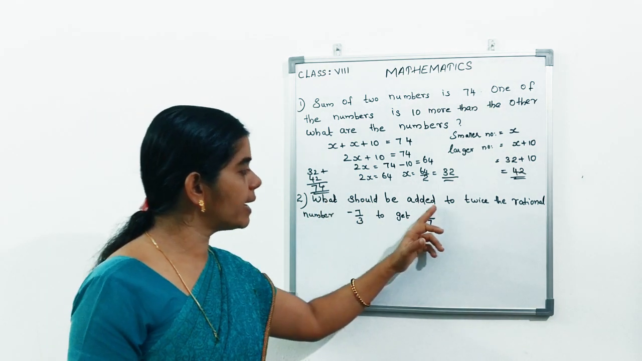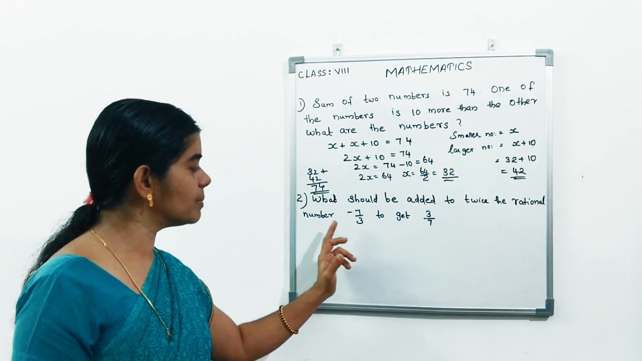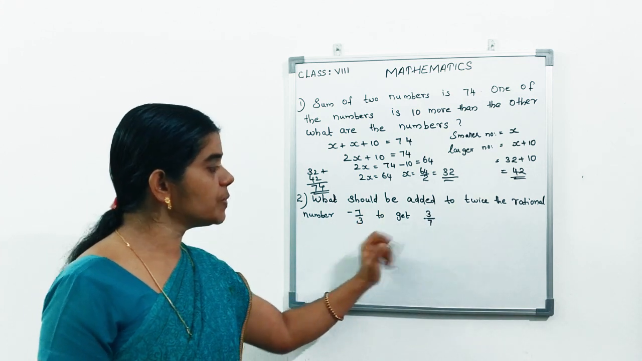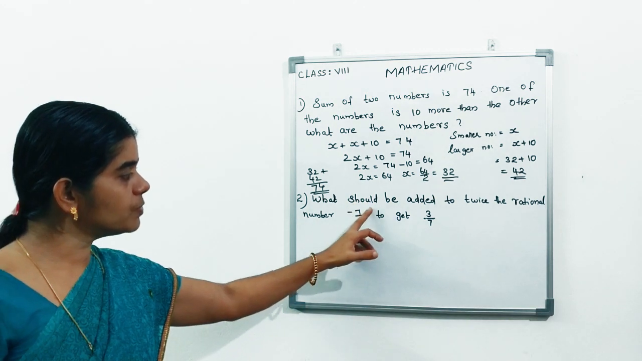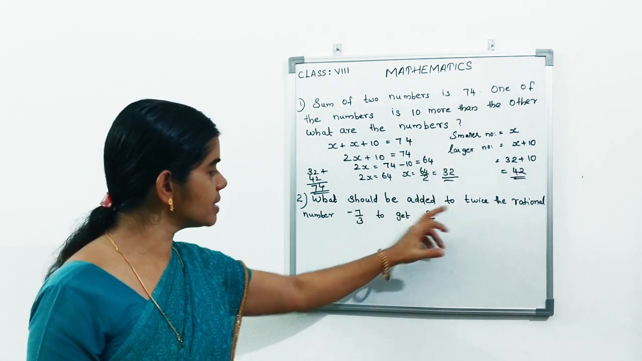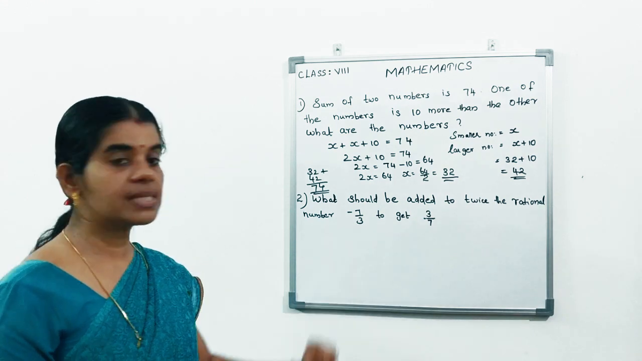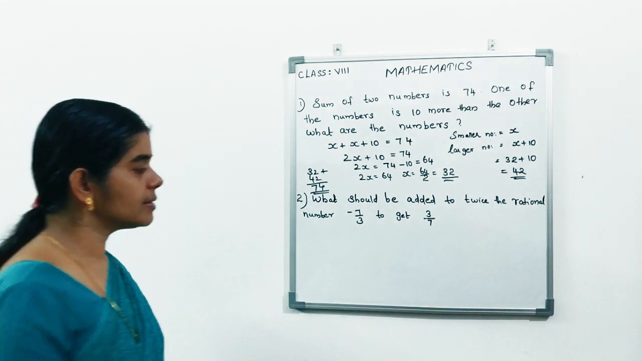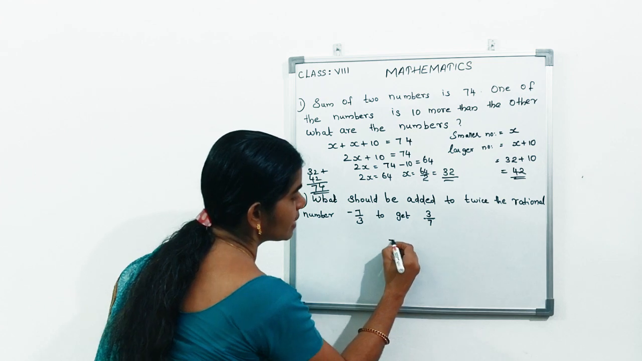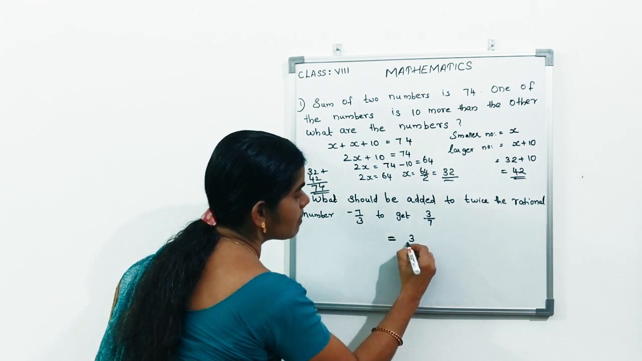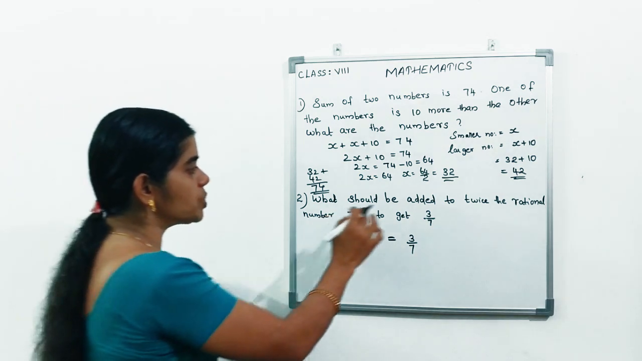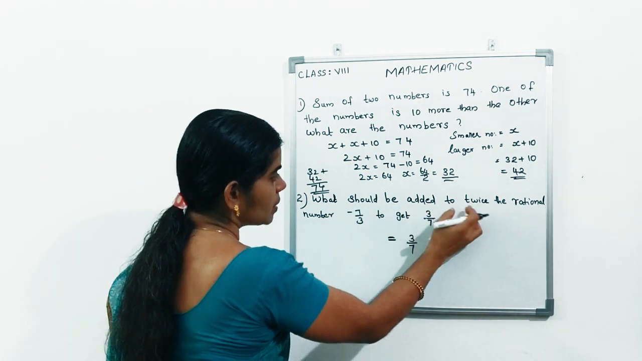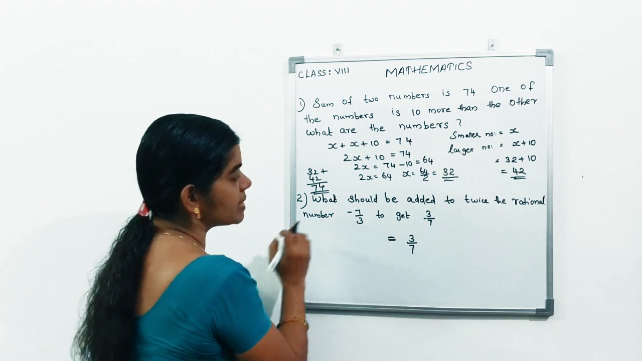Next, look at one more question. What should be added to twice the rational number minus 7 by 3 to get 3 by 7? You want to get the answer 3 by 7. What should be added to twice the rational number minus 7 by 3?